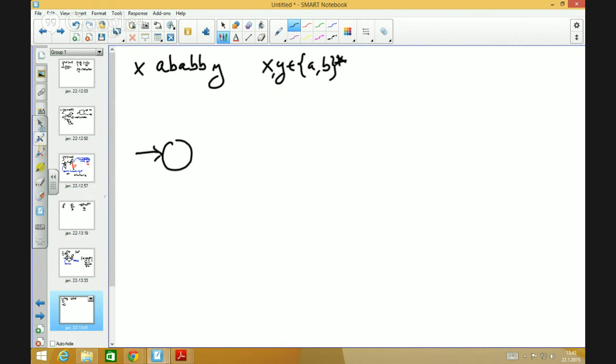So this is my initial state, and now I'm waiting for your input. In the initial state, I haven't seen anything of my input string. And now the first input comes along, and it could either be an A or a B. Let's assume it's an A. Do you think I should stay in the same state, or the fact that I've seen an A tells me that maybe I've started seeing the beginning of something useful? You go to a new state. Why? Because this A could actually be the beginning of the pattern I'm looking for. So I go somewhere else.